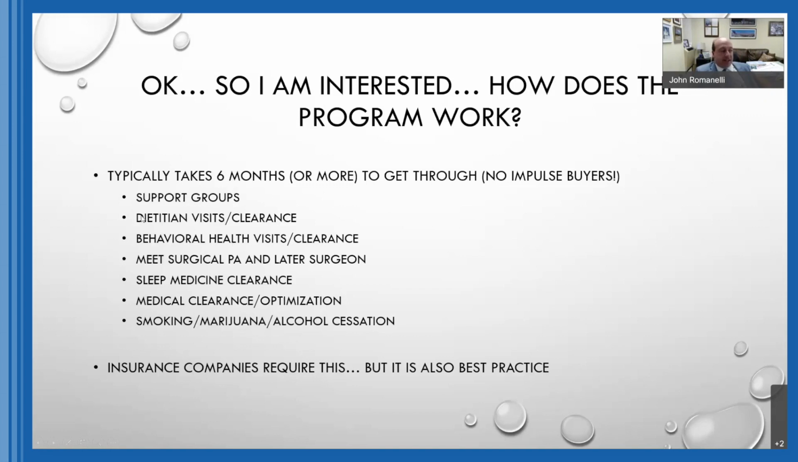You have to see a dietitian for a bunch of visits and eventual clearance. How many is dependent on your insurance company. Same thing with behavioral health. You will need to be cleared by the behavioral health team to make sure that you are psychologically ready to handle the mental rigors of completely changing your diet. You'll meet the surgical physician assistant and later your surgeon. You'll be seen by the sleep medicine team and evaluated for sleep apnea. And if you have it, you need to be treated for it. They'll eventually clear you for surgery.